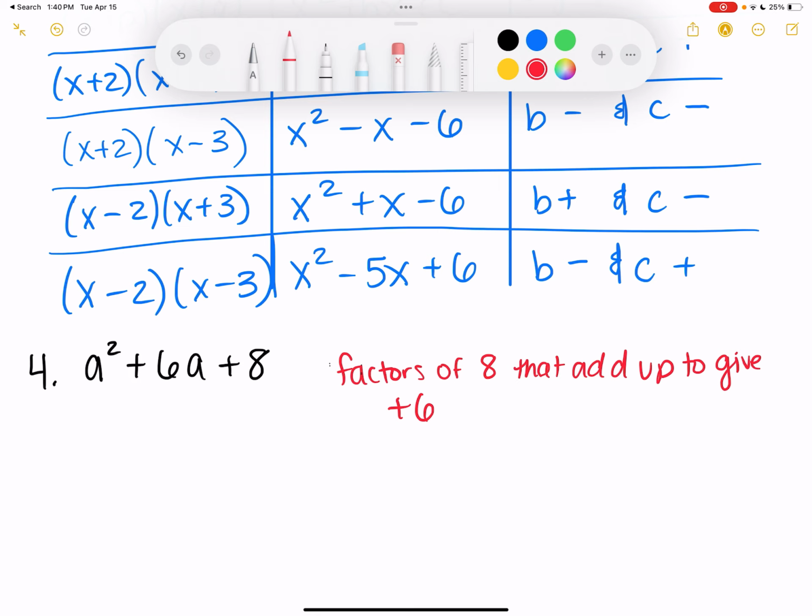What are 2 numbers that I can multiply to make 8? 4 and 2. If I add 4 and 2 together, I get a positive 6, right?